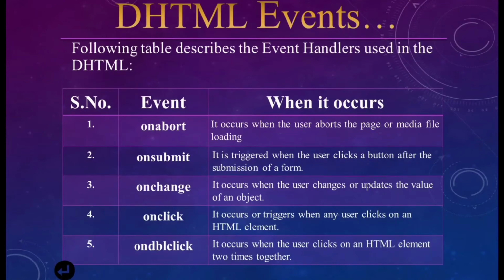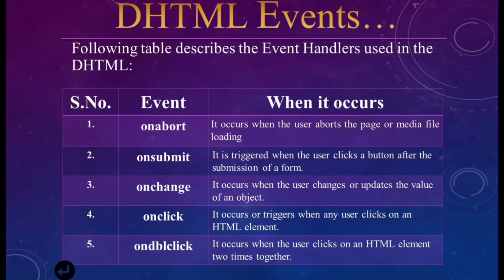Next, we will see the 5 functions in dynamic HTML events. First one, onabort. It occurs when the user aborts the page or media file loading. Next one, onsubmit. It is triggered when the user clicks a button after the submission of a form. Third one, onchange. It occurs when the user changes or updates the value of an object. Fourth one, onclick. It triggers when any user clicks on an HTML element.